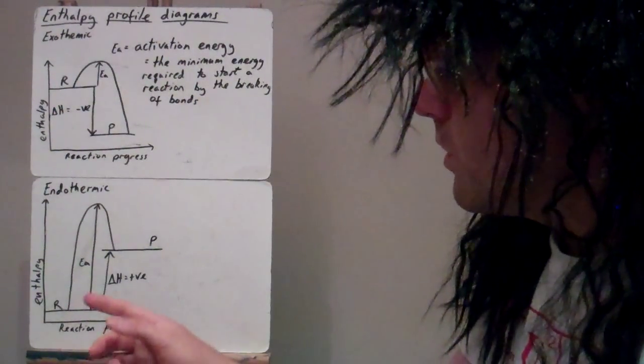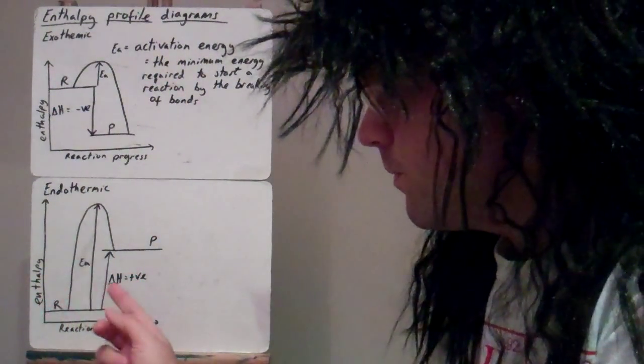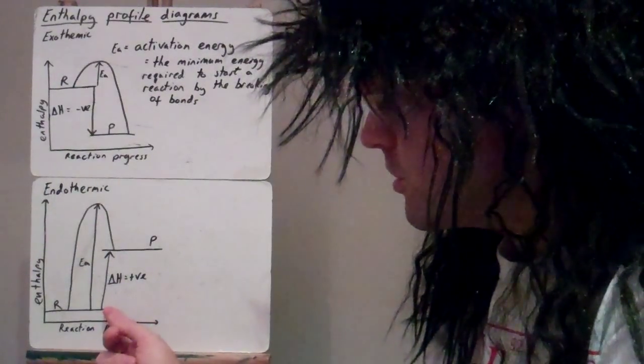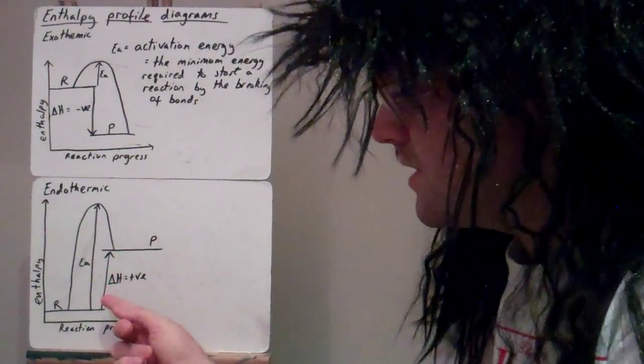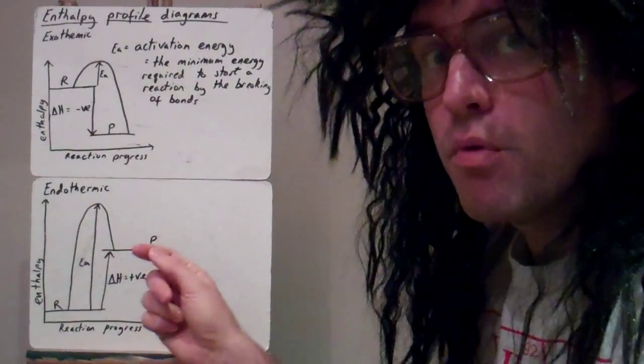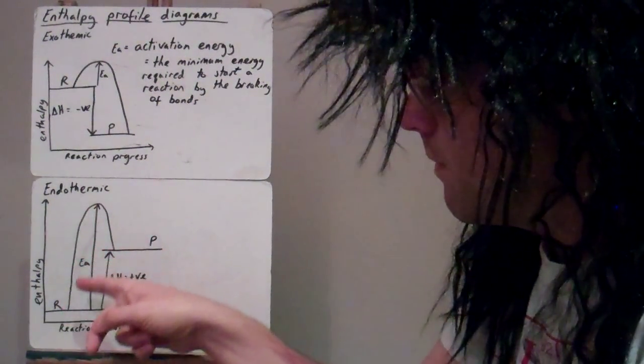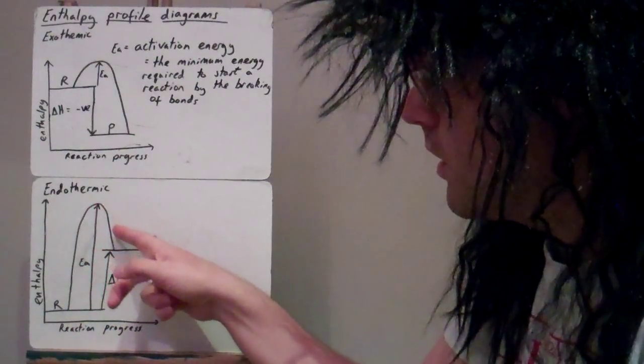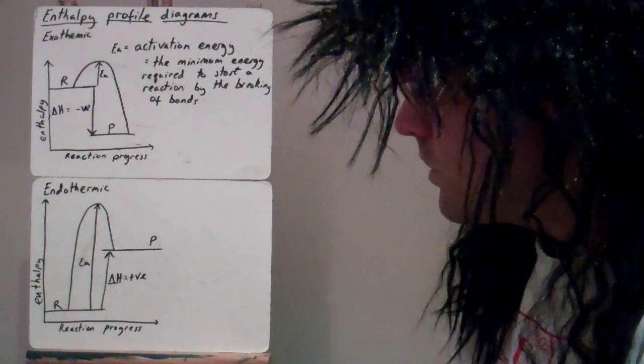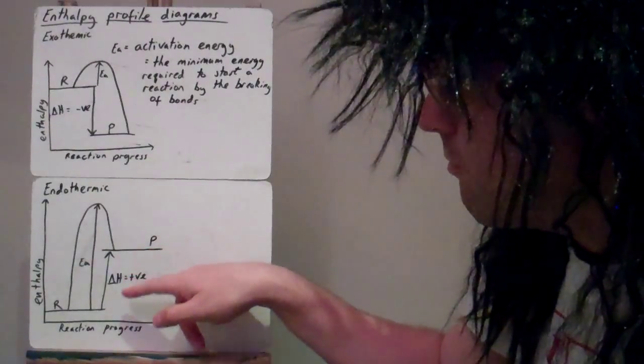Okay, so same thing here on an endothermic reaction. Delta H is positive this time. The arrow is going up from reactants to products, but it's still going from reactants to products. It never goes from products to reactants. And activation energy here, it goes up beyond the products and back down again. So delta H is just from here to here, reactants to products.